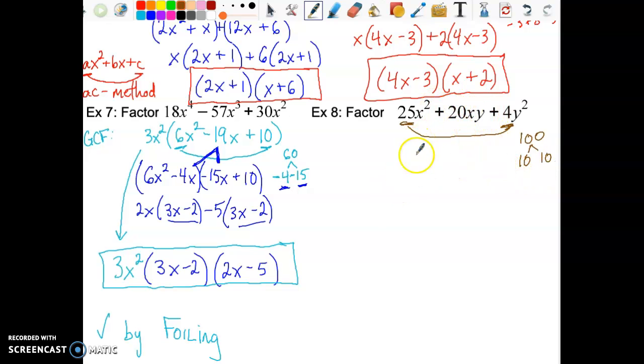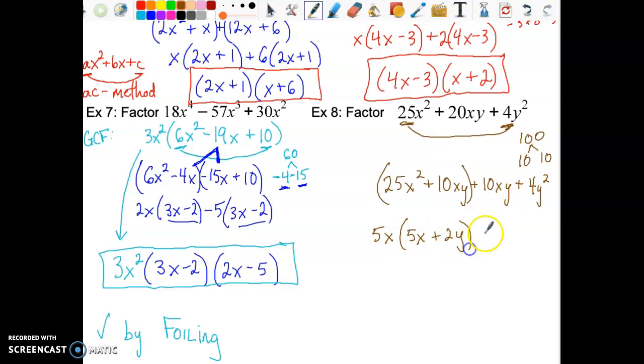So as you work through this, you would rewrite it as 25x squared, and rewrite that as 10xy plus 10xy plus 4y squared, and then you group things together. That is what I meant by you don't really have to worry about the y's, why it looks different, because it still works out. 5x plus 2y, and as I factor out a 2y here, I am left with 5x plus 2y, and it's set up just the way we like it. 5x plus 2y, 5x plus 2y.